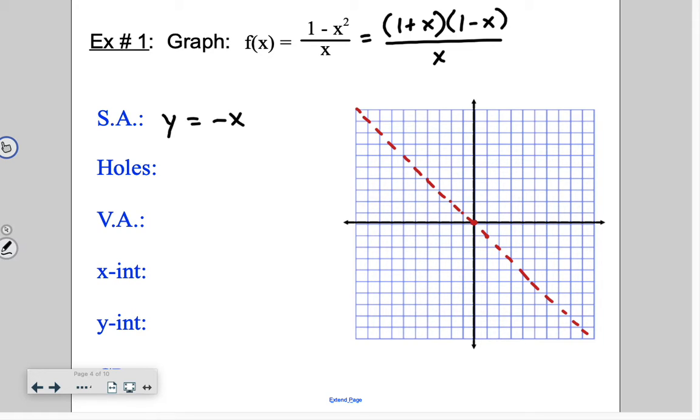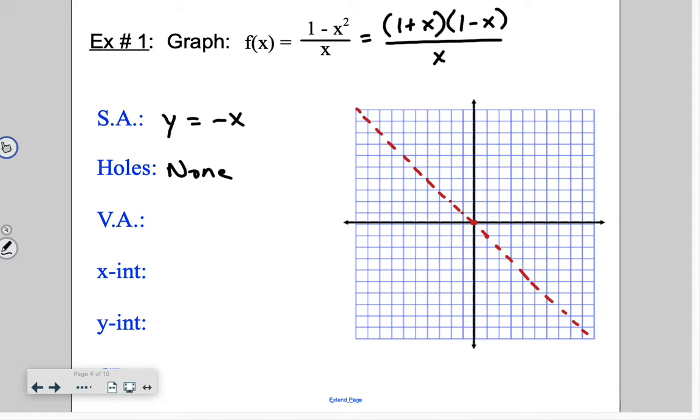Do I have a hole in the graph? Is there a hole on this one? What do we think? Yes, no, maybe? Why not, Jack? You're right, by the way. Yeah, there's no factors that are canceling, right? That's what you're looking for. That's what George told us before. If there's factors that cancel, then that means that you've got a hole in the graph. In this case, there isn't any. So, none. No hole. Okay?